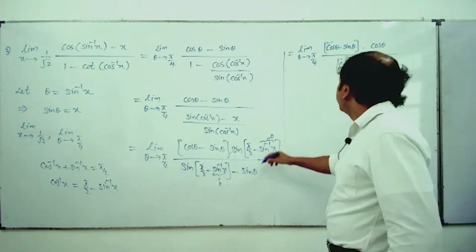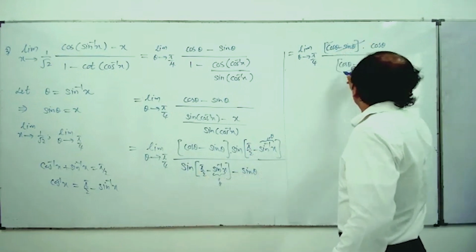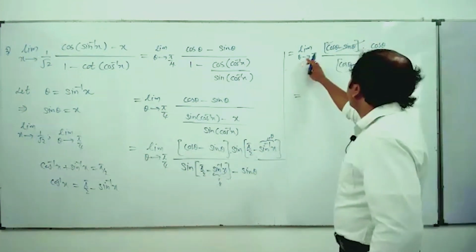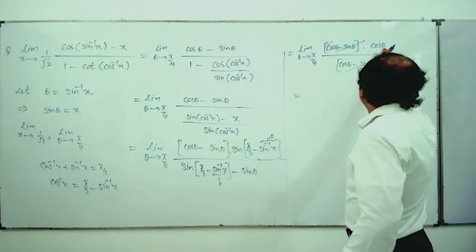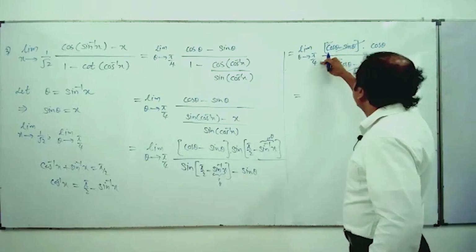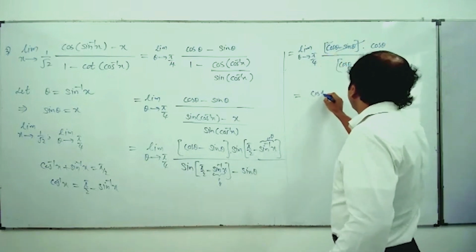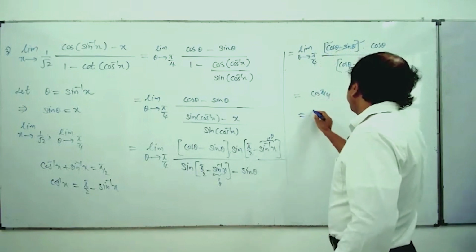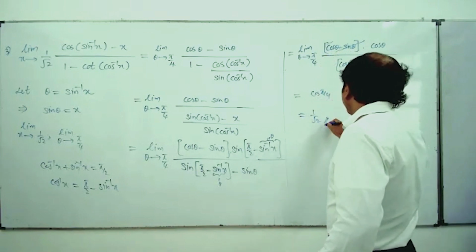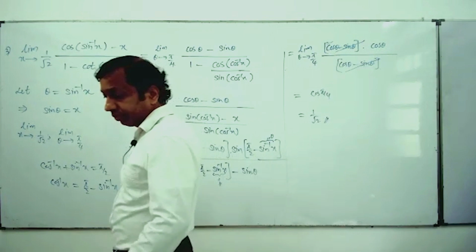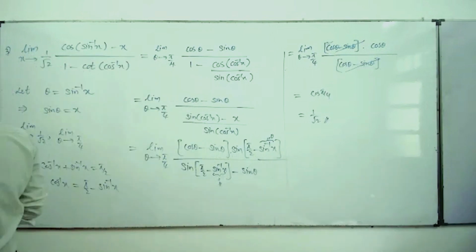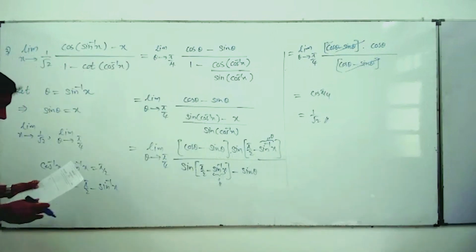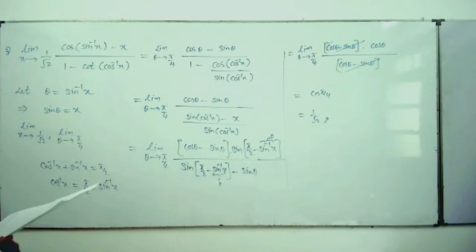Now these two you can cancel. Then theta going to pi by 4, cos theta. Substitute for this theta pi by 4. Then we get cos pi by 4. It is 1 over root 2. That's how we get the answer. Right.